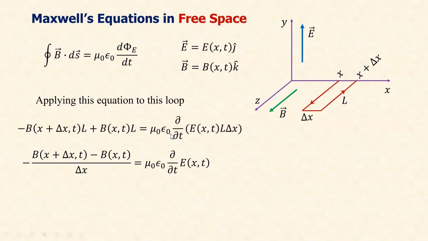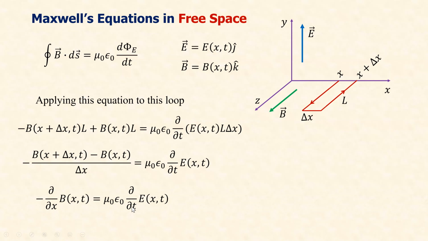On this side, we have mu naught epsilon naught, rate of change of E at x and t with respect to time. On this side, we can factor a negative sign, becomes B evaluated at x plus delta x and t minus B evaluated at x and t. So this minus and minus becomes positive, divided by delta x, all right? And if we let delta x approach 0 and take the limit, this becomes the partial derivative of B with respect to x, and we have the partial derivative of E with respect to t on the other side. And there's a negative sign here.